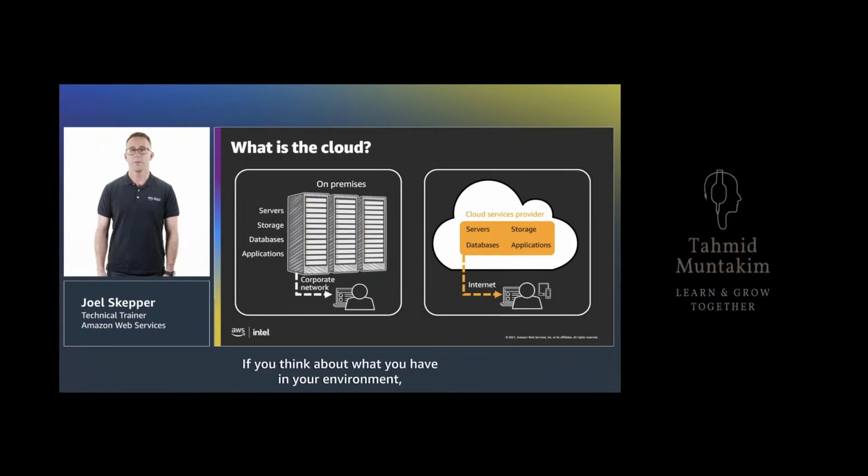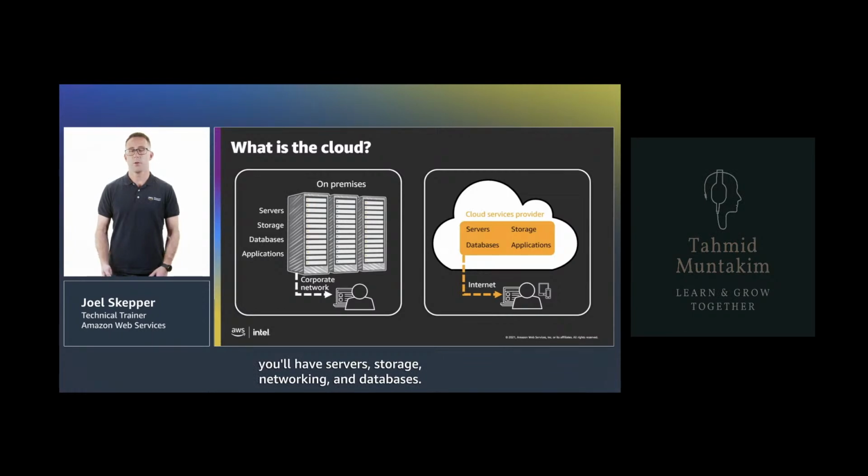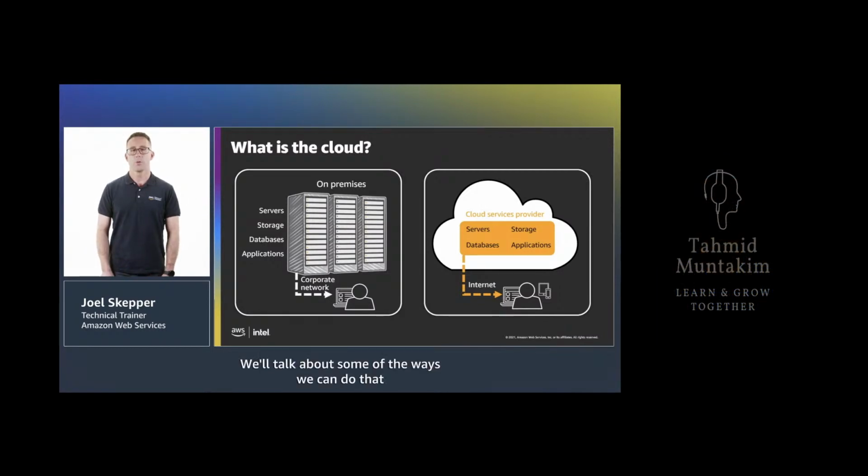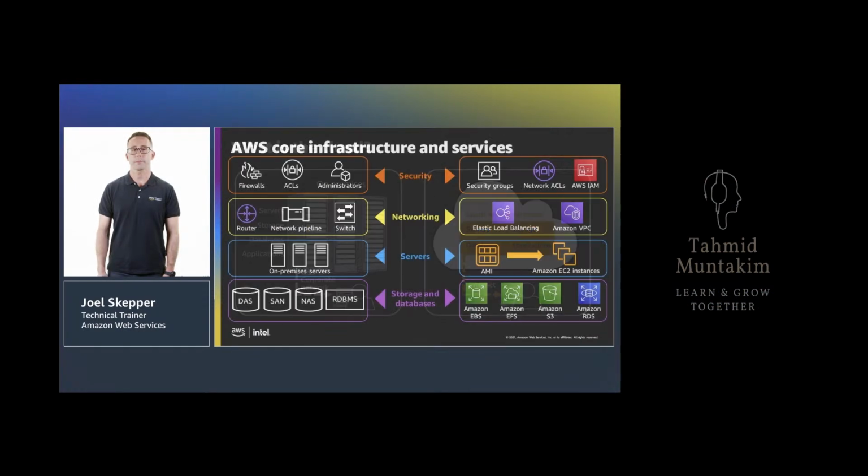If you think about what you have in your environment, whether it is on premises or located in a data center, you'll have servers, storage, networking, and databases. Ultimately, you have applications and workloads running on your physical infrastructure. The cloud doesn't operate all that differently. You're still going to have those resources and have the ability to access them, but you're going to do it in a much more flexible manner over the internet. We'll talk about some of the ways we can do that as we get into networking a little bit later.